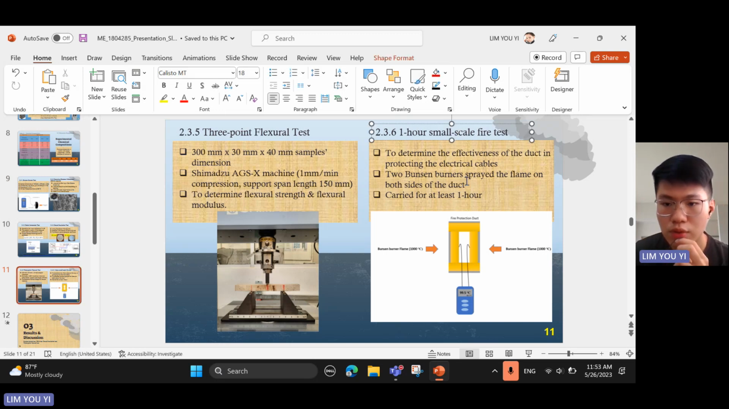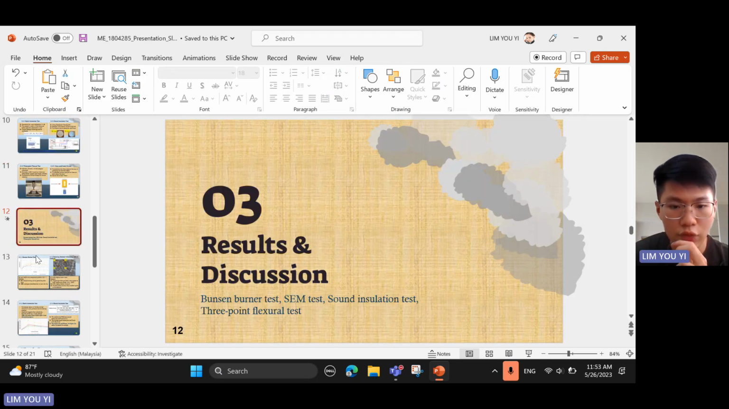Lastly, the one-hour small-scale fire test allows us to determine the ability of the fire protection duct in protecting the electrical cables throughout the 1-hour small-scale fire. Now I will proceed to the results and the discussion.